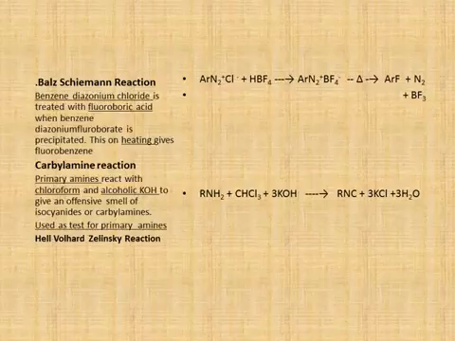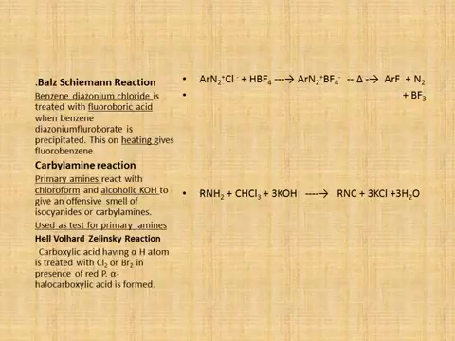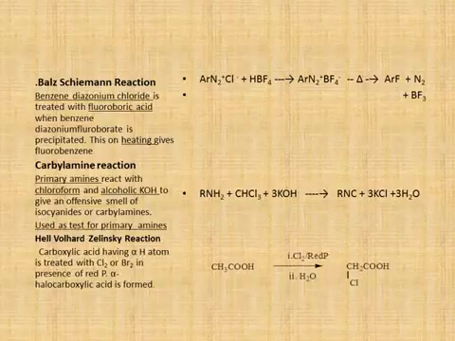Hell-Volhard-Zelinsky reaction is used for substituting alpha hydrogen atom of carboxylic acid by halogen. The reagent is chlorine or bromine in presence of red phosphorus. The product is then hydrolyzed.